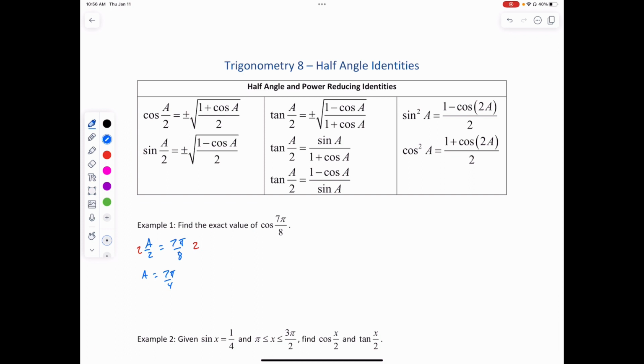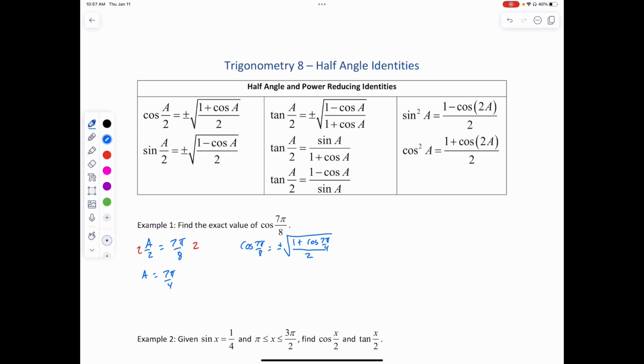So I'm going to be able to find the cosine of 7 pi over 8 using the cosine of A. How am I going to do that? I'm going to use the half angle identity for cosine. According to the half angle identity for cosine, the cosine of angle A over 2, or in this particular problem 7 pi over 8, is equal to plus or minus the square root of 1 plus the cosine of double that angle, which we said is 7 pi over 4, all over 2.